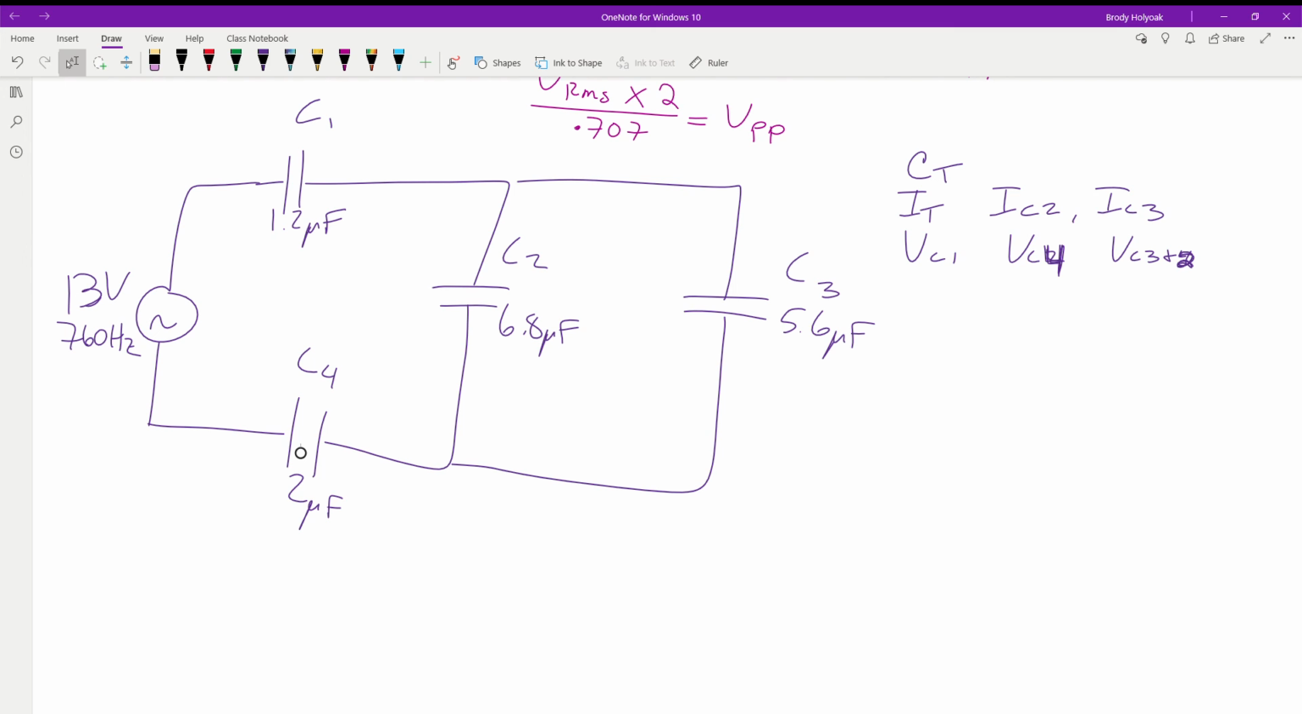Do you want the voltage of C1 in, always an RMS. Yep, RMS unless otherwise. This one we're not going to do the extra steps. Make sure I wrote this right.